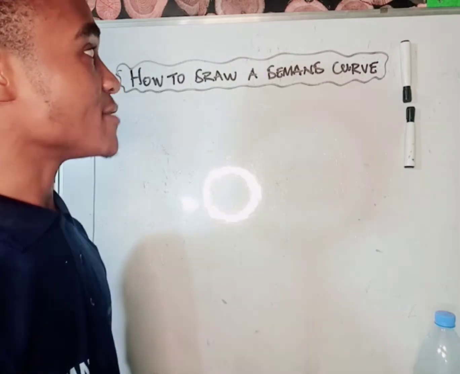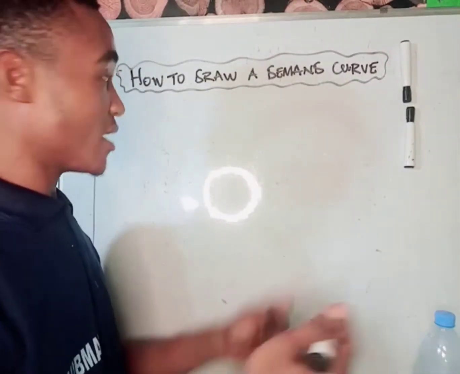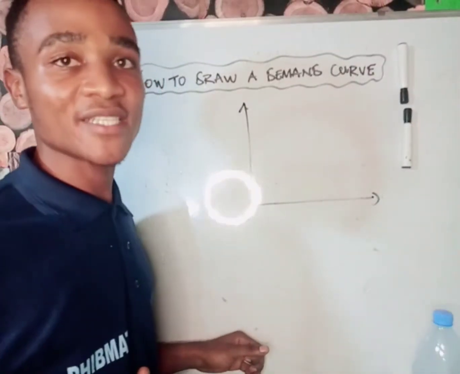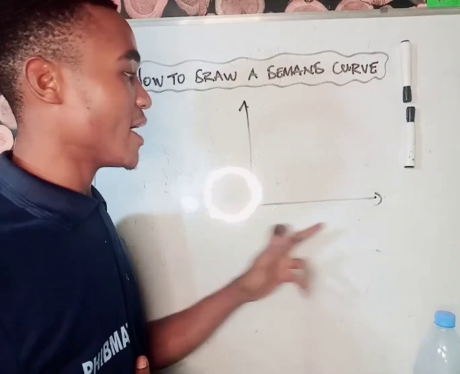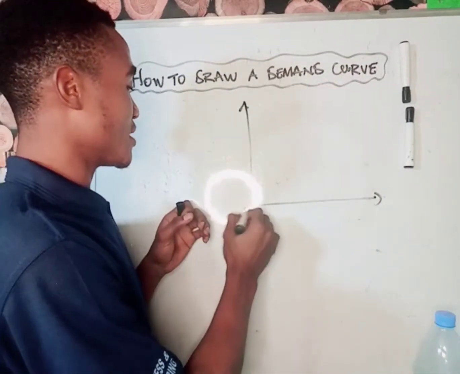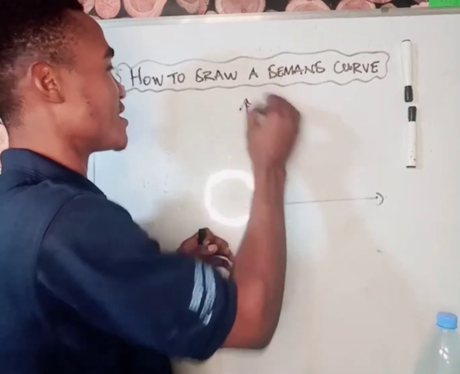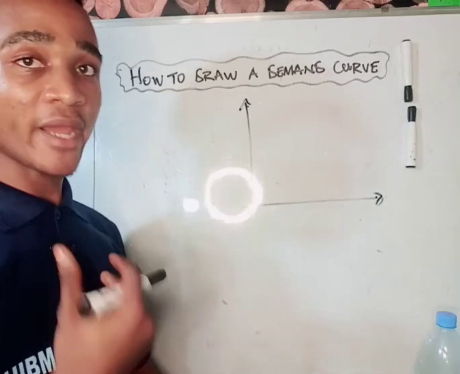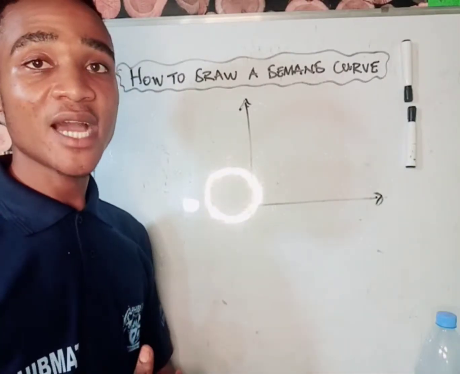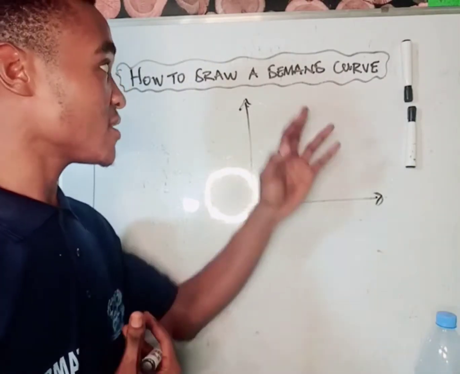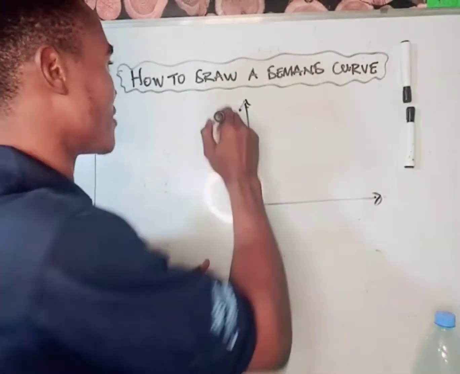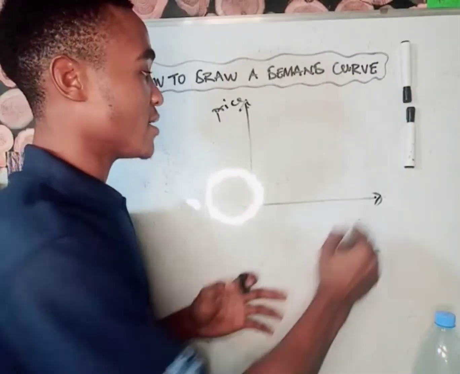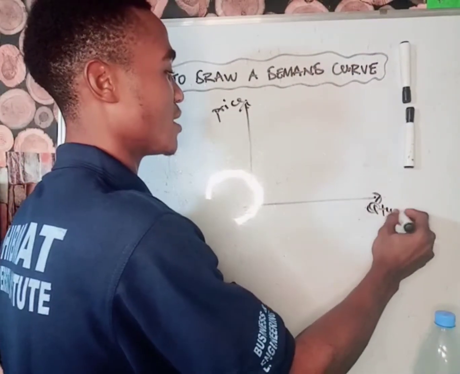So we go ahead. A demand curve, just like every other curve, has two axes, that's to say the y and the x axis with the origin. The problem when drawing a demand curve is that we sometimes make errors on where to put the price and the quantities demanded. The price is always located on the y-axis, and on the x-axis we have quantity demanded.